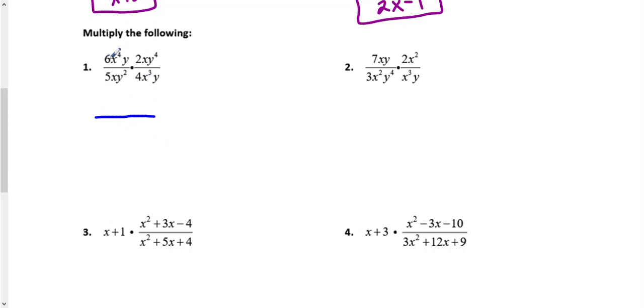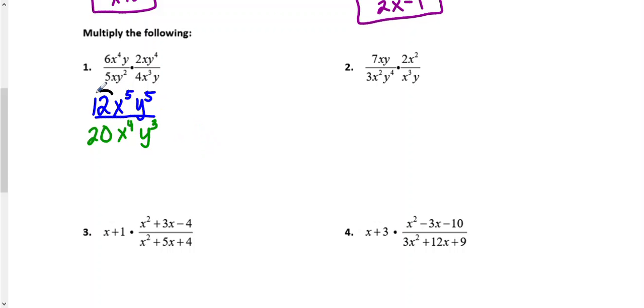I'm left with 6 times 2, which is 12. X to the 4th times x is x to the 5th. Y times y to the 4th is y to the 5th. And then the bottom, 5 times 4 is 20. X times x to the 3rd is x to the 4th. Y squared times y is y to the 3rd.